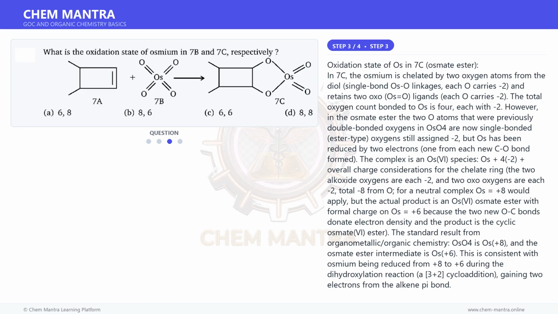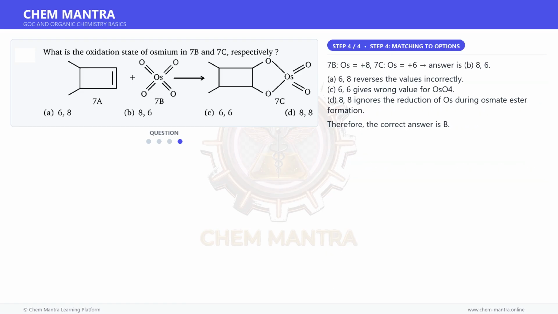This is consistent with osmium being reduced from +8 to +6 during the dihydroxylation reaction, a [3+2] cycloaddition, gaining 2 electrons from the alkene pi bond. And for the final step, 7b, Os is equal to +8, 7c, Os is equal to +6.